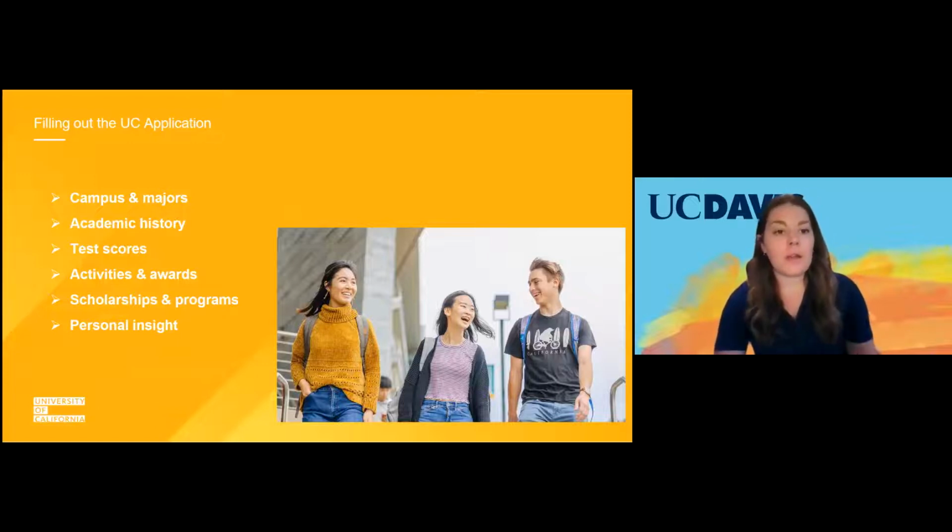So these are the different sections of the application. There's also an about me section and a review section, at the very beginning and very end, respectively. Campuses and majors is a pretty straightforward section. That's where you're selecting which campuses you want your application to go to. And then you'll have to select which major you're applying to for each college.